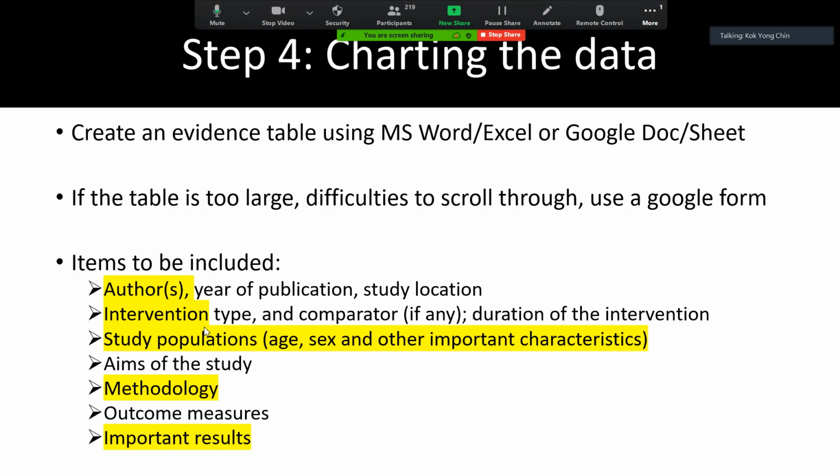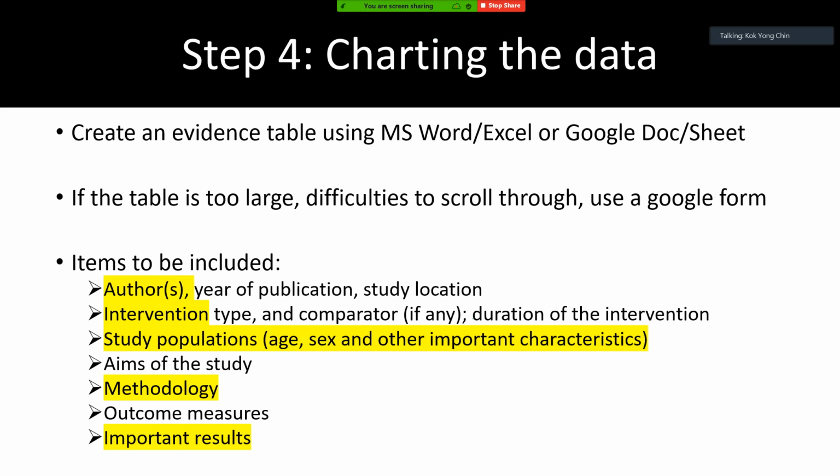Let's say you are studying interventions: study population or population characteristics. The important characteristics of the subjects need to be charted: age, sex, BMI or other important characteristics. For animal studies, it will be the type and number of animals used and what intervention was used. Aim of study, you can put it or not, it doesn't matter actually, it's not very important.